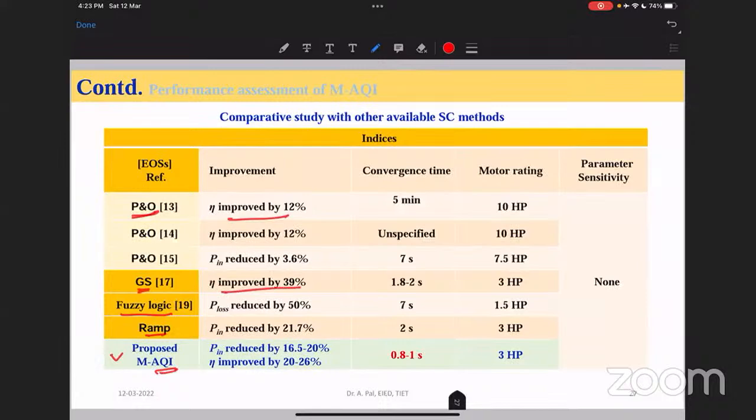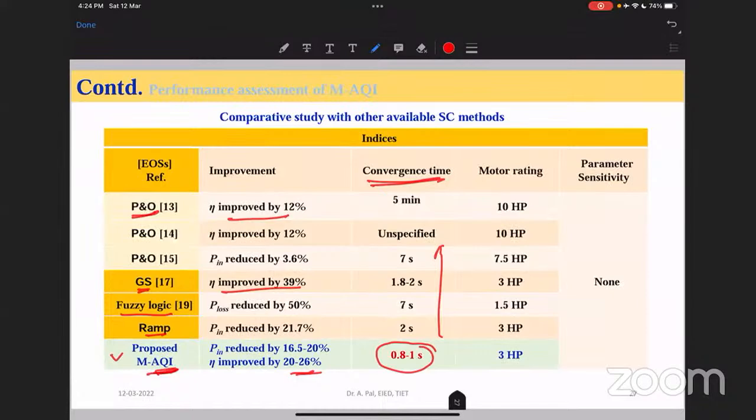But the efficiency improvement by this method is 20 to 26%. And if you compare the convergence time, this convergence time is faster compared to other methods. So that is another advantage of using this method. It converges within 0.8 to 1 second, a very fast rate. So this algorithm can be used in electric vehicles where faster dynamics are required.